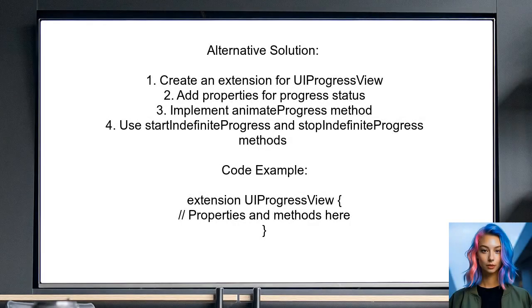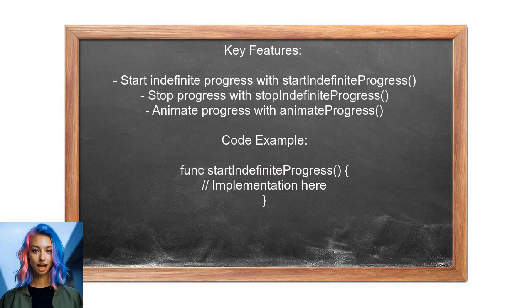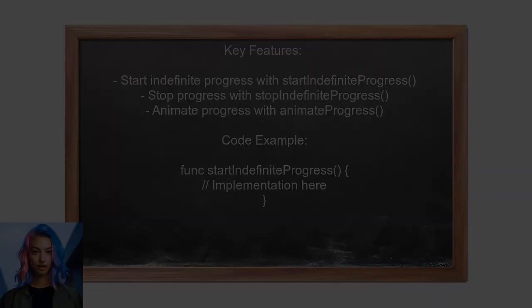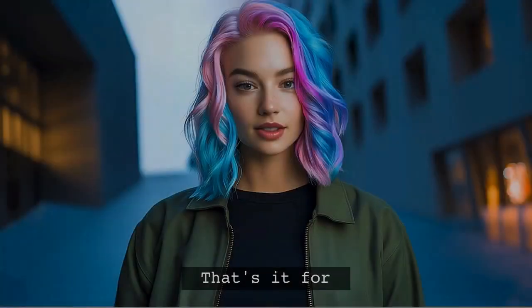An alternative solution provided by a user involves creating an extension for UIProgressView to handle indeterminate progress in iOS. This extension includes properties to track progress status and methods to animate the progress bar. The user's extension allows you to start and stop an indefinite progress animation, making it easy to implement a progress bar similar to Android's in iOS. That's it for that response.